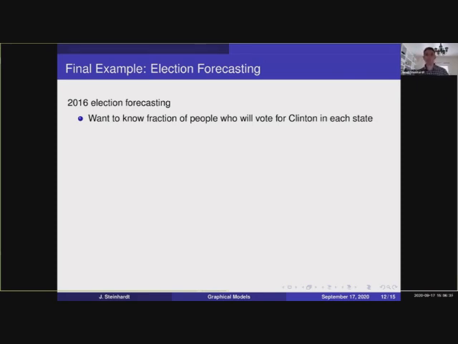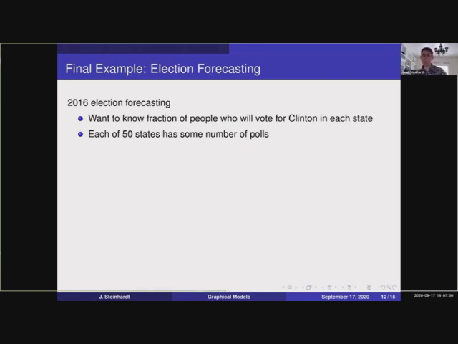In some sense, for election forecasting, what's our goal? Our goal is pretty much that we want to know the fraction of people who will vote for Clinton in each state. If we know the joint probability distribution over that, then we can push that through the electoral college and see the probability that Clinton wins the election.